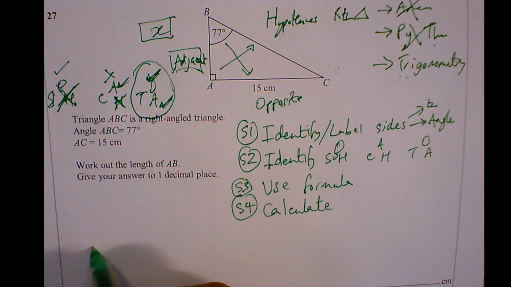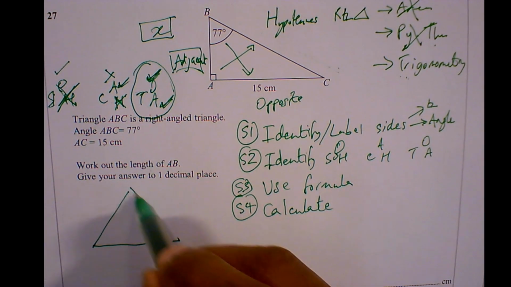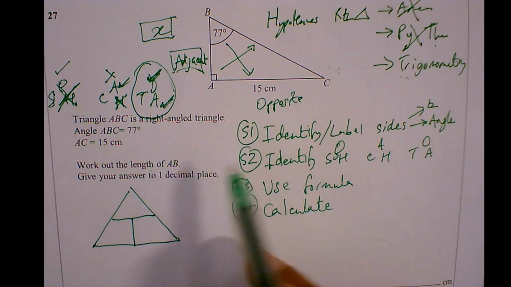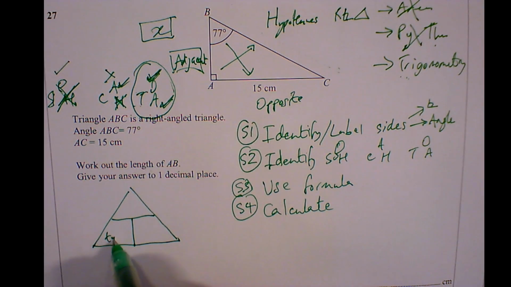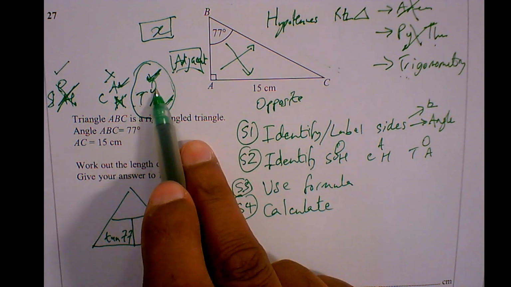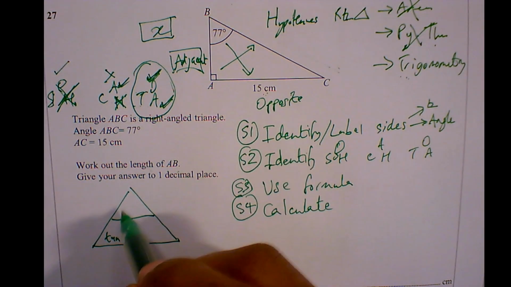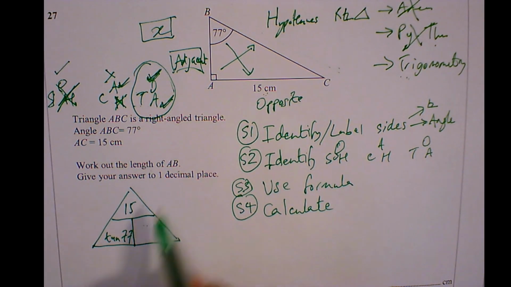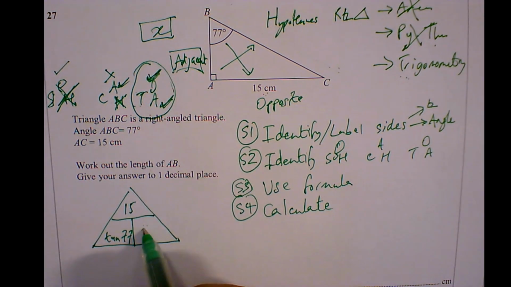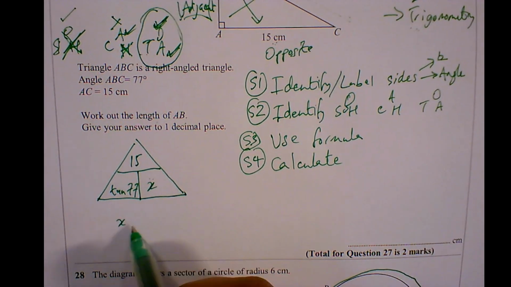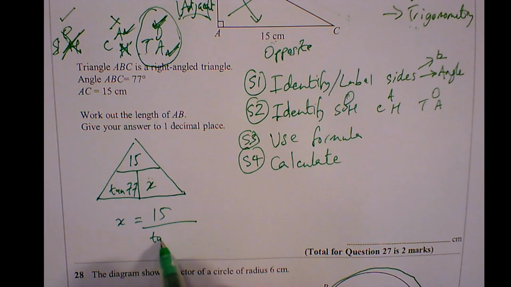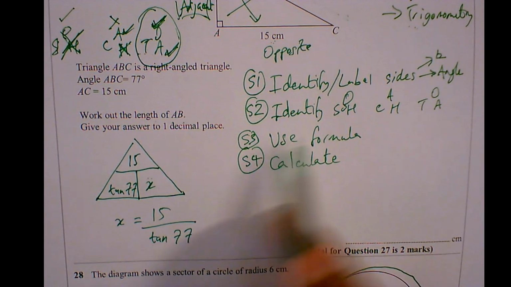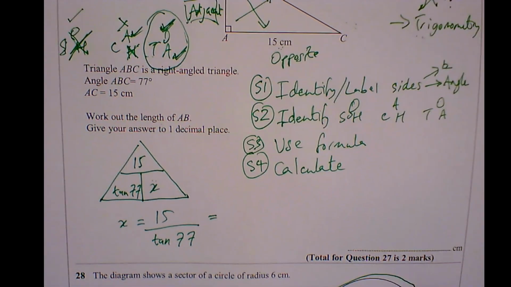So I'm going to draw my triangle out. Tan angle, so tan is 77. I'm going to put here tan 77. What's my O? O is 15. I'm going to put 15 here. And my A goes here. What's my adjacent? It's X, unknown. So I've used my formula. I can turn this to an equation now. X is at the bottom. In other words, X equals 15 divided by tan 77. Okay, so that's my formula, and I can put this into my calculator now.